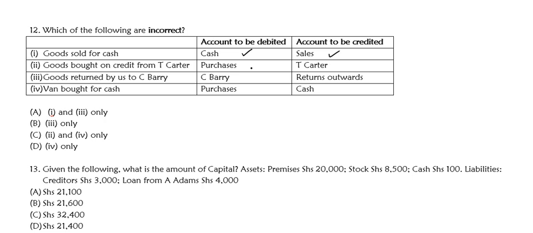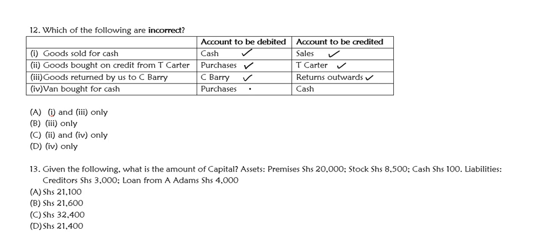Goods returned to us by C Ari. That is return inwards, so you should debit return inwards. Goods returned by us to C Barry. We are returning the goods. The business is returning goods to C Barry. We have to debit C Barry's account, then we credit the return outwards. That is correct. Van bought for cash, we debit purchases and credit cash.